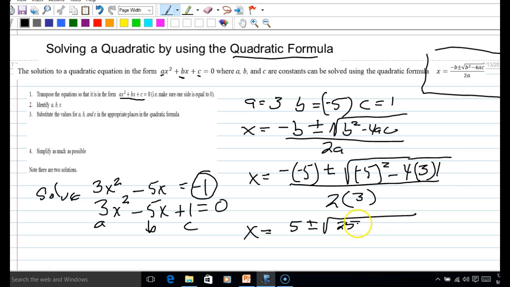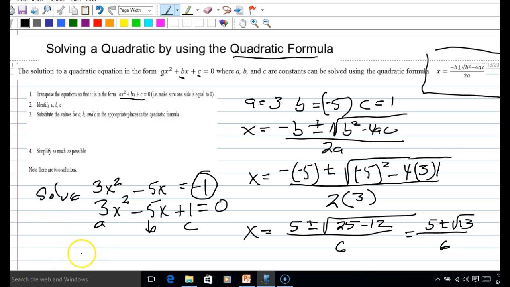4 times 3 times 1 is 12, all over 6. So x is equal to 5 plus or minus the square root of 13 all over 6. Now, if you will notice, this is the same problem that I solved by completing the square. So we have two solutions.